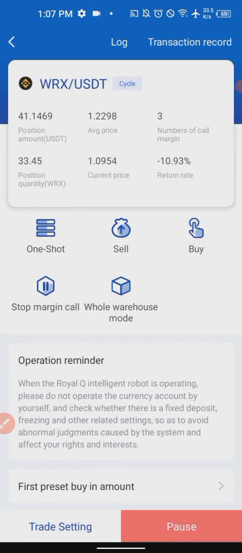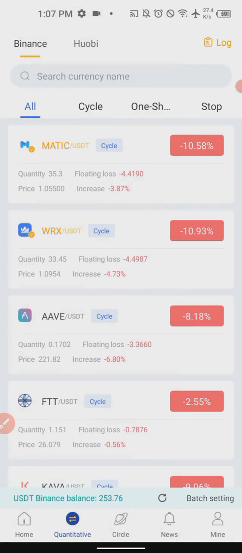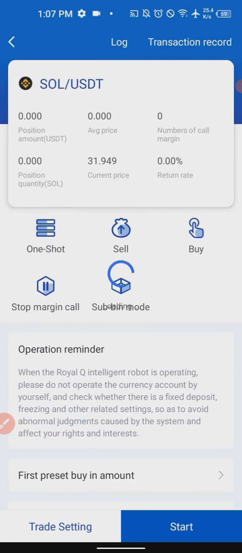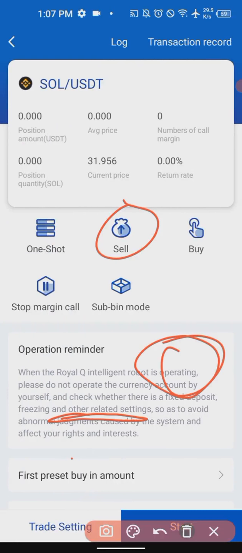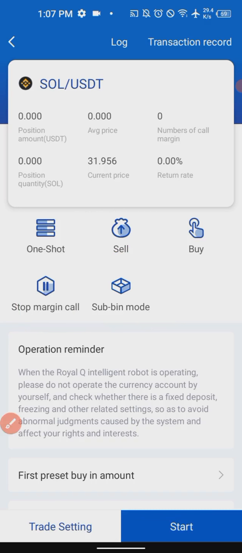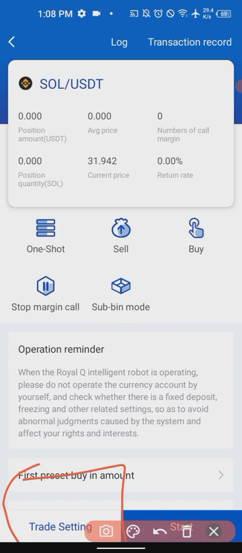So now let me come back to a new coin and set it for you so that you understand how this works. So this is Solana. Remember, we've done so many things. Only two things have not been explained for now: stop margin call and sub bin mode. This is because we need to go into trade settings first. This is where we would understand how this bot works.